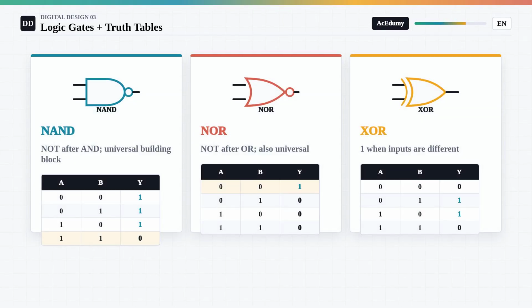2 more gates appear constantly. NAND means NOT after AND. It is 0 only when all inputs are 1. NOR means NOT after OR. It is 1 only when all inputs are 0. XOR is the difference detector. With 2 inputs, it outputs 1 when the inputs are different. NAND and NOR are especially powerful because each one can build every other Boolean function. That idea will matter later when we design real circuits efficiently.